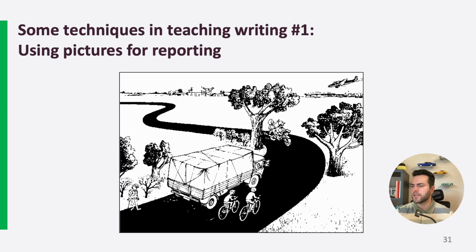Here is a fun and engaging way to get your students writing. You may give them a picture like this one and ask them to describe what's happening, who's involved, what's going on, and what might happen next. This kind of visual prompt encourages students to observe carefully, use descriptive language, and practice narrative writing.